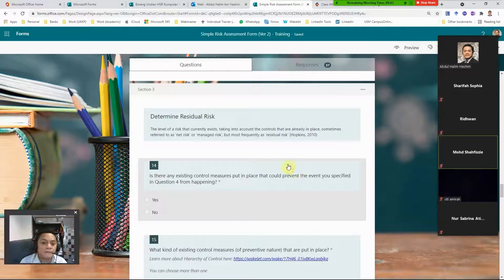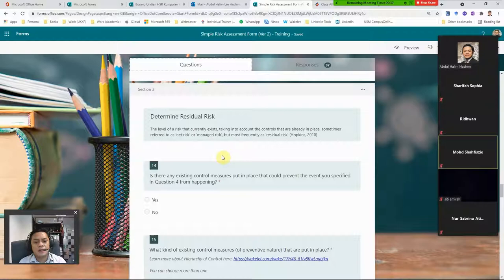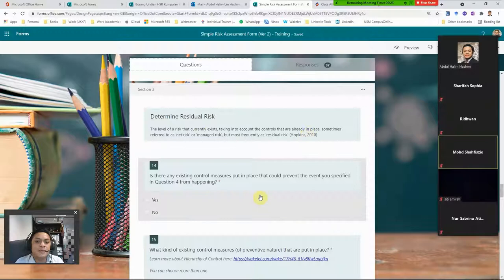So residual risk is the risk that currently exists after you have put in the protection. A level of risk that currently exists, taking into account the controls that are already in place. Now you don't have to imagine, you have to look at the work that you have chosen, and find what protection is already provided by the company or by the operator of that site.